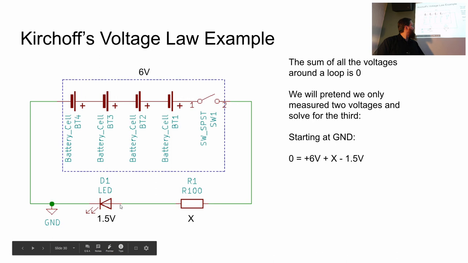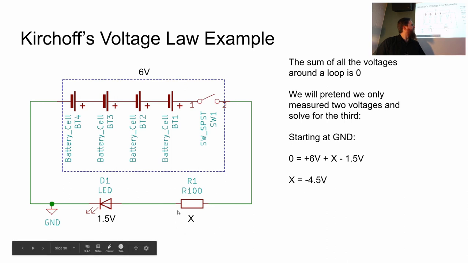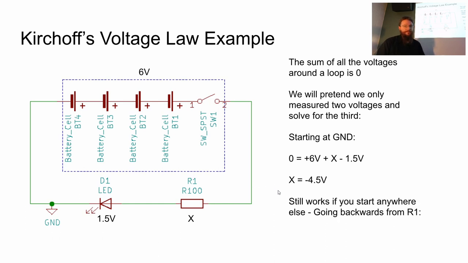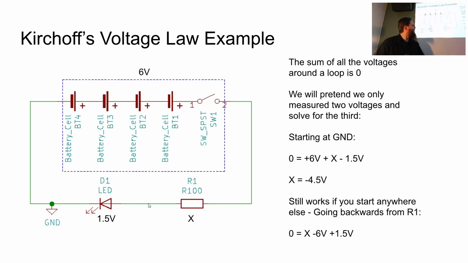Finally, we go from the positive side of this LED to the negative, 1.5 volts. Because you go from positive to negative, you would subtract 1.5 volts. Again, signs are very important for Kirchhoff's laws. Solving this, you get that X is equal to minus 4.5 volts, which makes sense for these numbers, but not our real-world example. If you start at R1 and do the same thing going backwards, you'll still get the same answer.